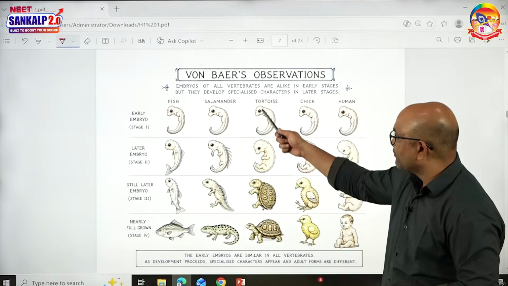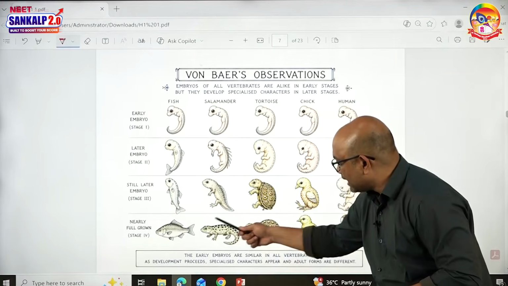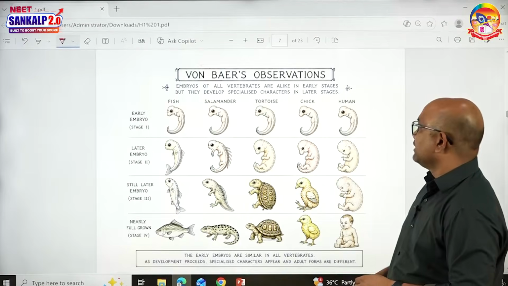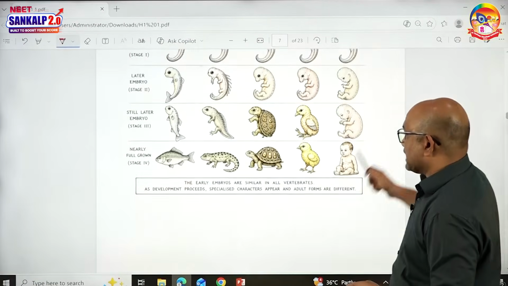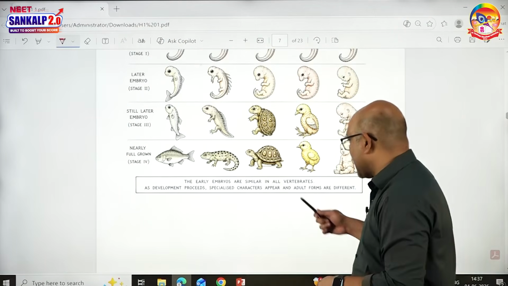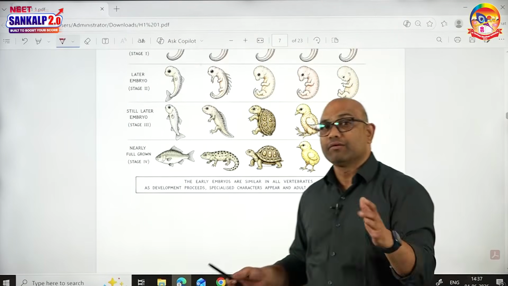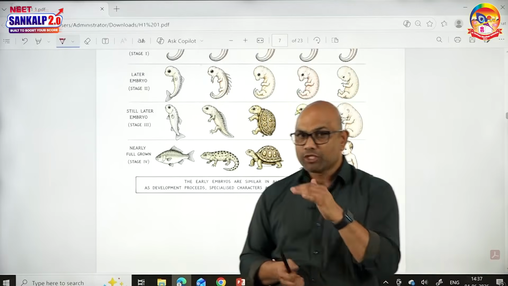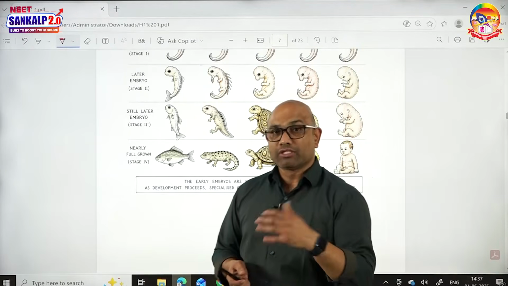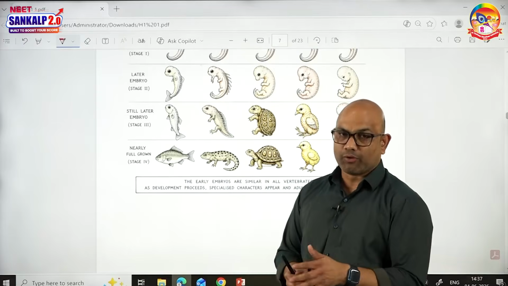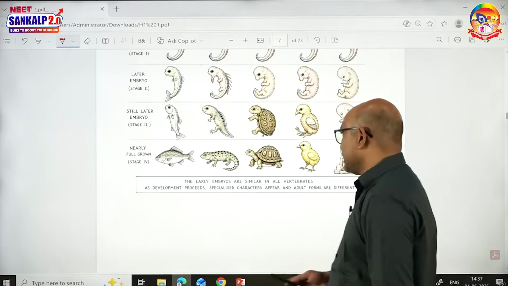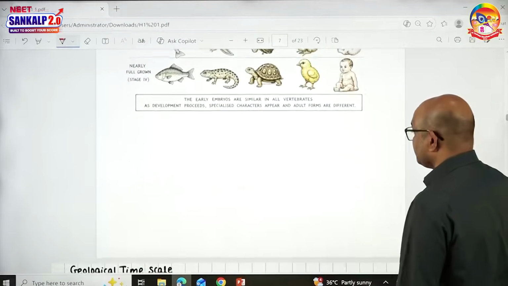So, this is the embryo of a reptile, this is the adult amphibian, there are many differences. Finally, he said as development proceeds from early stages to later stages, specialized characters appear and adult forms are different from the embryos. So, embryos passing through the adult characteristics is the point by Haeckel, embryos never passing through the adult characteristics is the point proposed by von Baer. So, these are the embryological evidences.